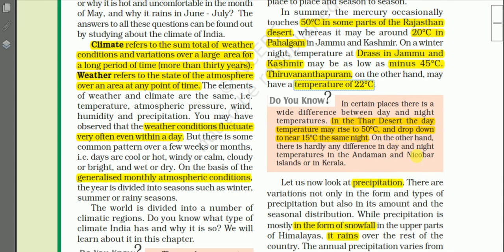In some places we find wide differences between the day and the night temperature. That is, we have a big range of temperature. For example, the Rajasthan desert. In the Thar Desert, the day temperature may rise to 50 degrees Celsius and drop down to nearly 15 degrees Celsius the same night. That means the range of temperature in the Thar Desert is 50 minus 15, that is 35 degrees Celsius.